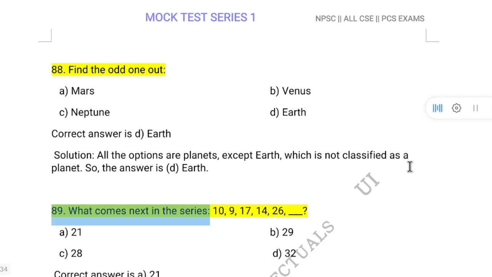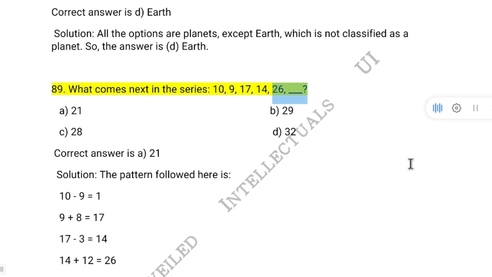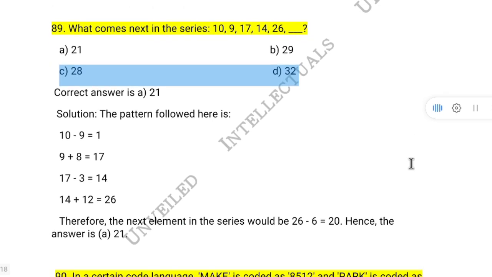89. What comes next in the series? 10, 9, 17, 14, 26, blank. A 21, B 29, C 28, D 32. Correct answer is A, 21.